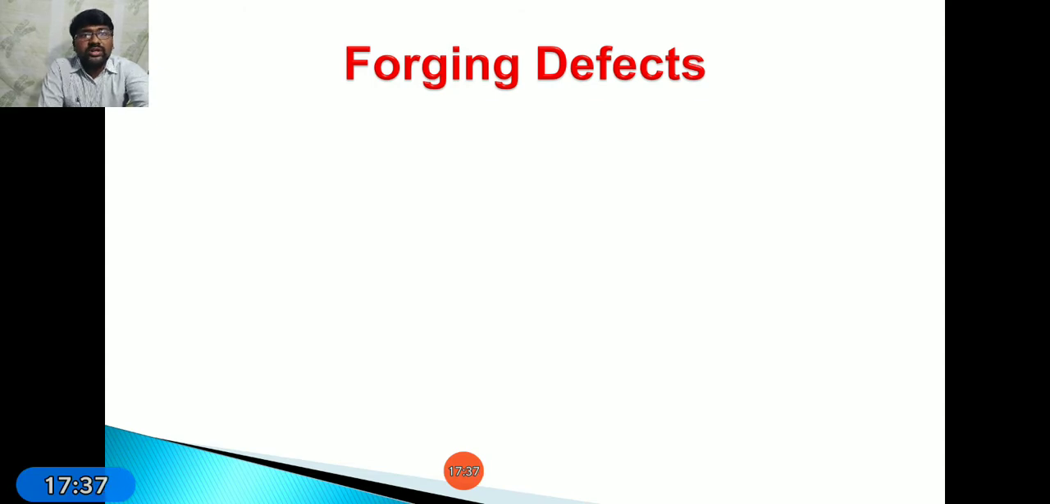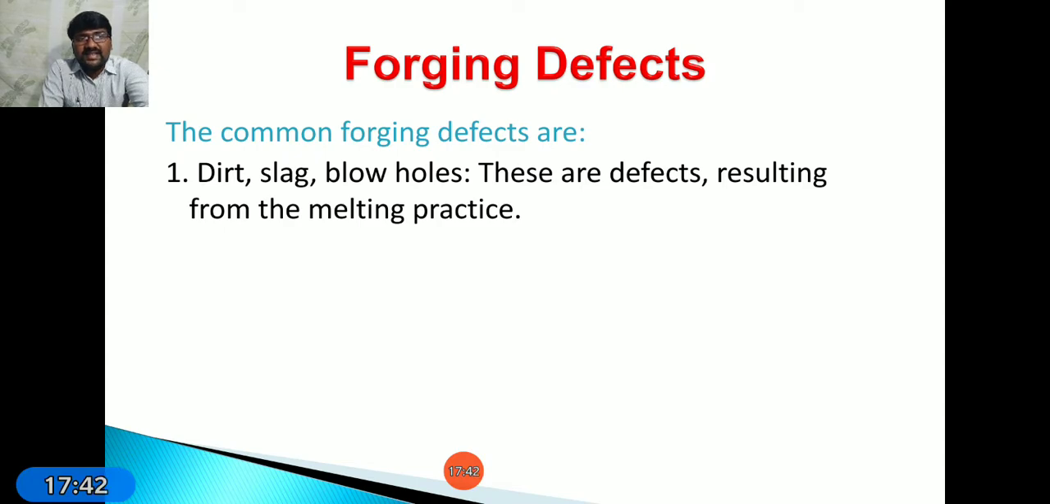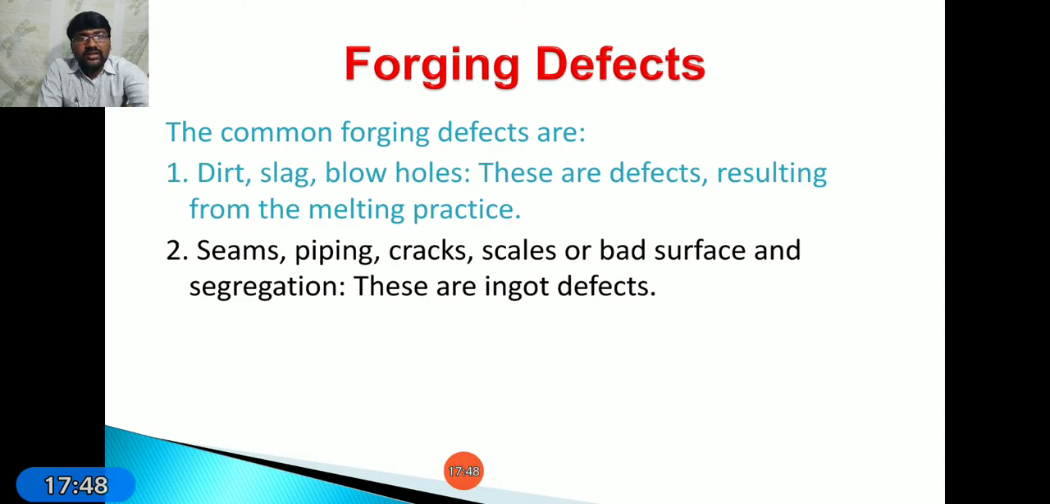Next, coming to defects in the forging process. The common defects are dirt, slag, blowholes. These are defects resulting from the melting process of the metal. Next, seams, piping, cracks, scales or bad surface, and segregation. Okay, these are ingot defects.